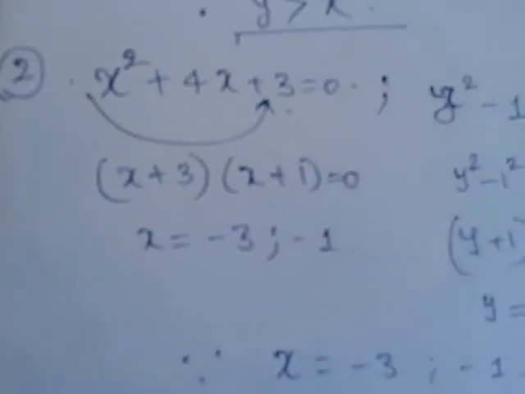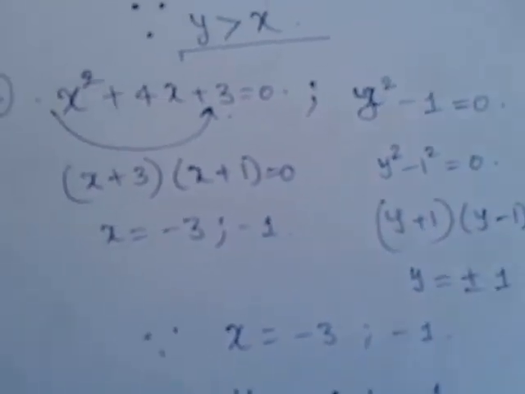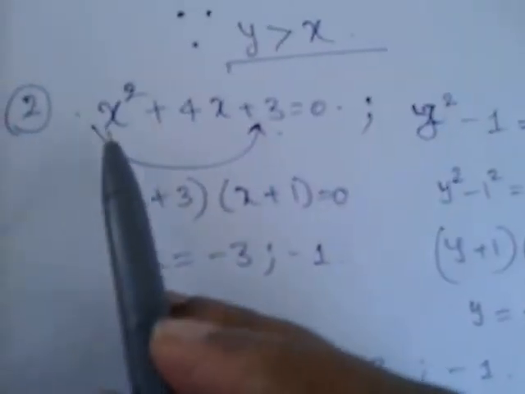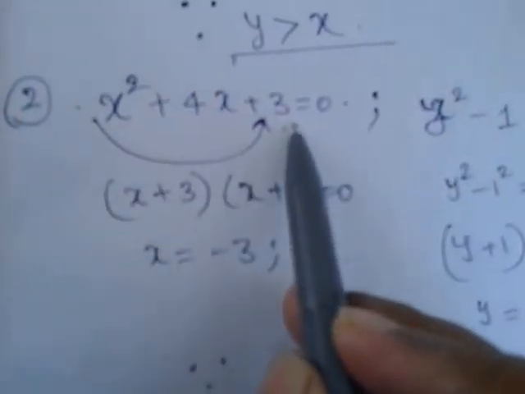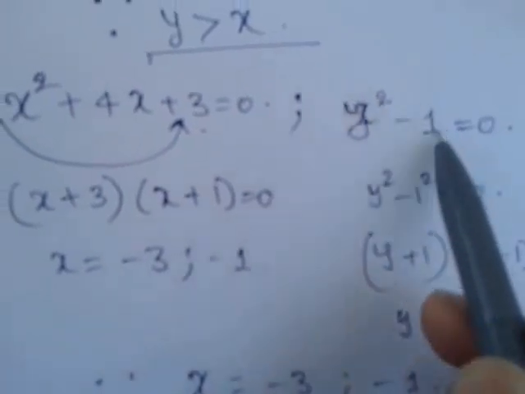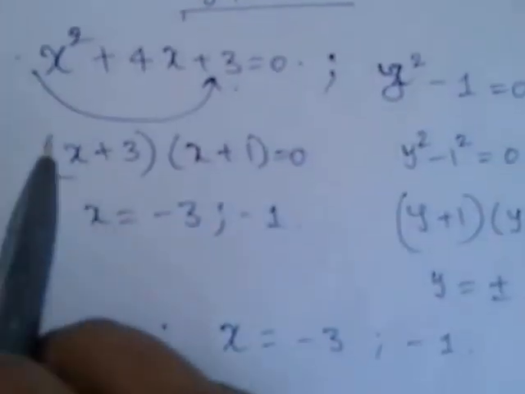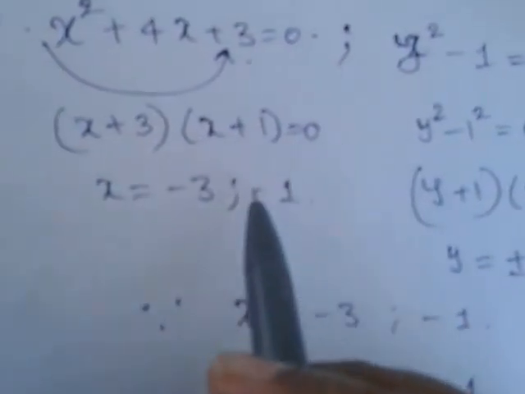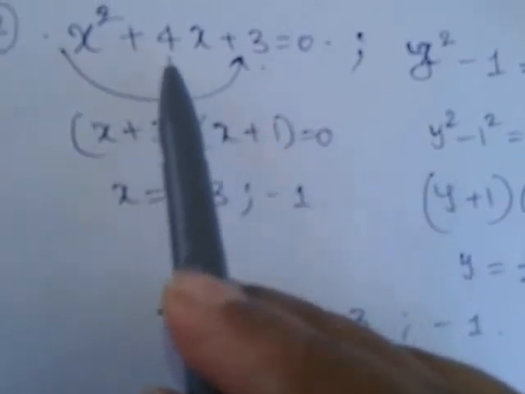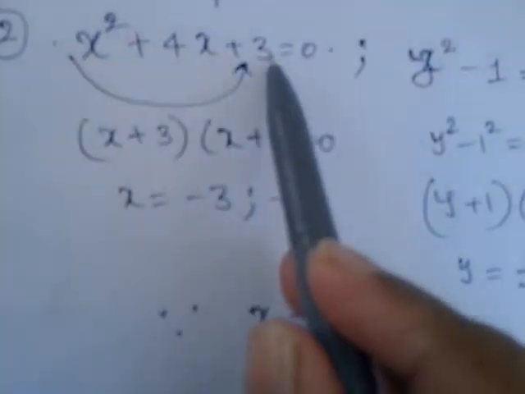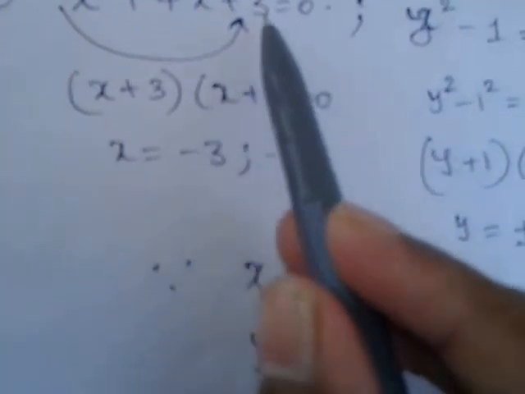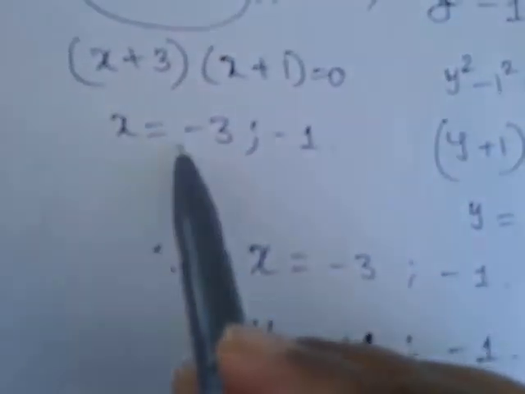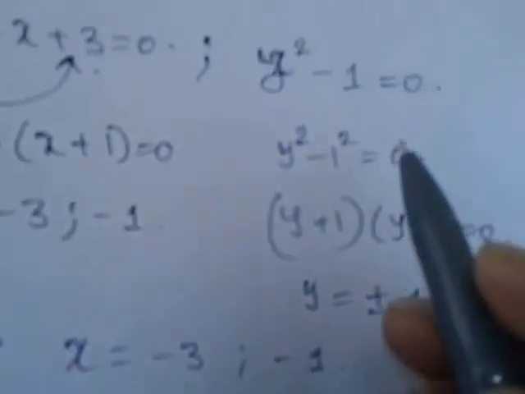And one more question, this is the last one. With this we'll wind up. x square plus 4x plus 3 is equal to 0, and y square minus 1 is equal to 0. See, x plus 3 into x plus 1 is equal to 0: plus 3 plus 1 is plus 4, and 3 into 1 is plus 3. So x is equal to minus 3, x is equal to minus 1.